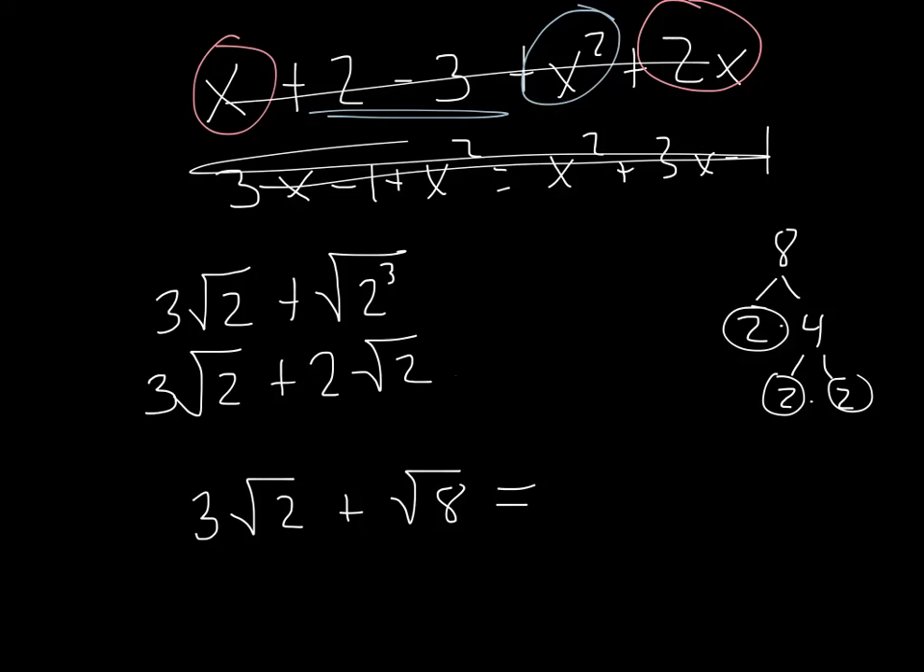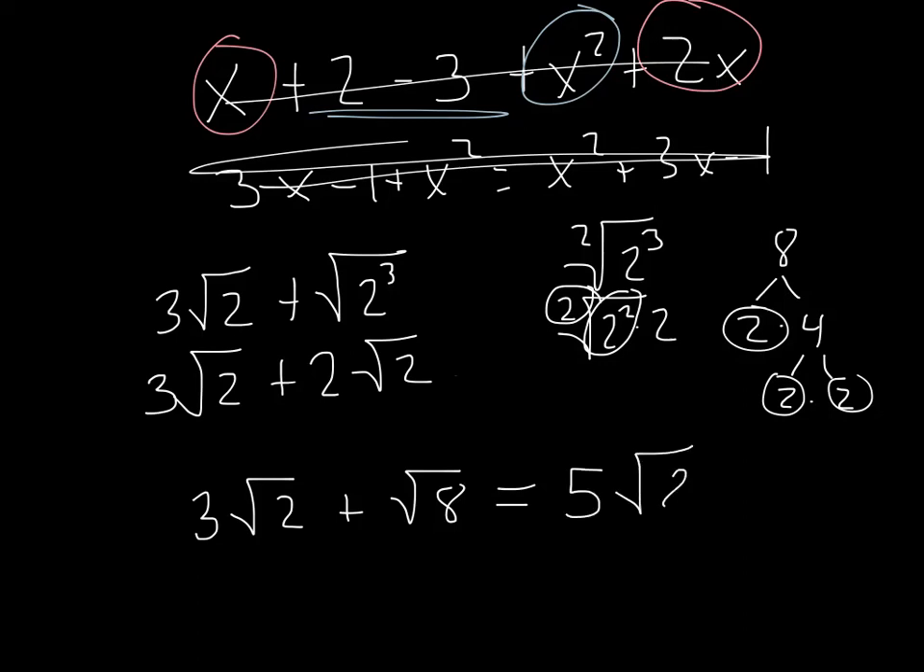Because I know that the square root of 2 to the third, again, is the same thing as the square root of 2 squared times 2. And so that 2 squared cancels itself out, so I pull it out, and I'm still left with the 2 under the radical. So now I've got a final answer of 5 square roots of 2.